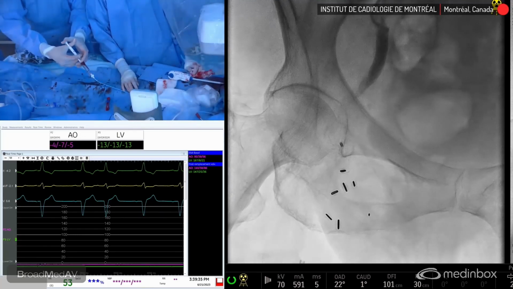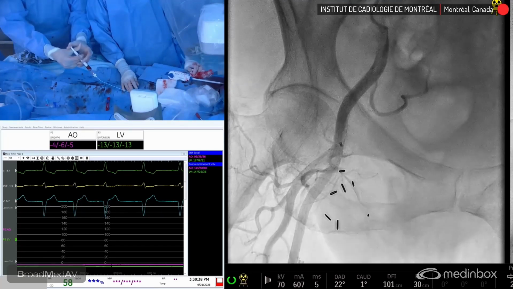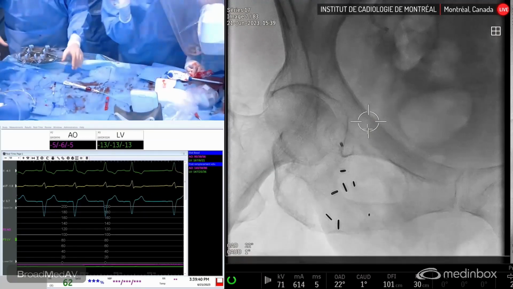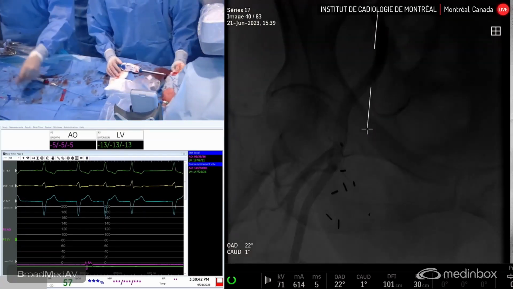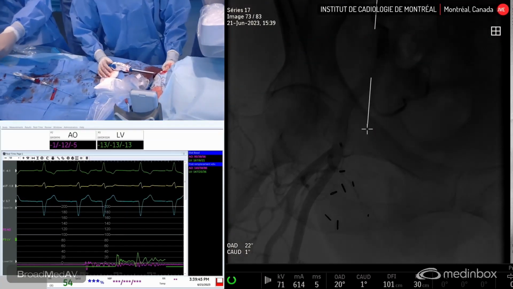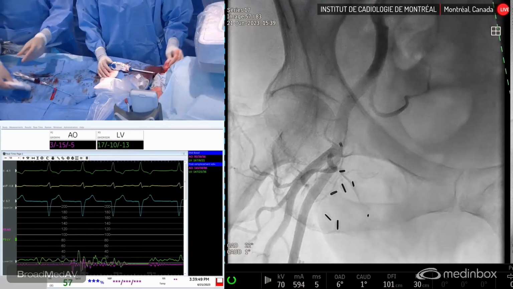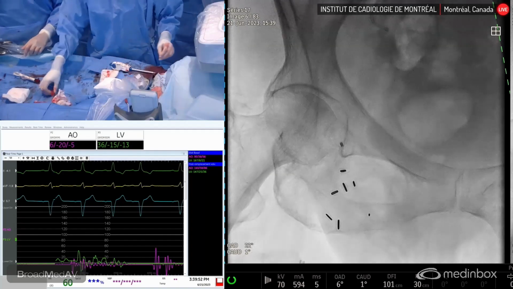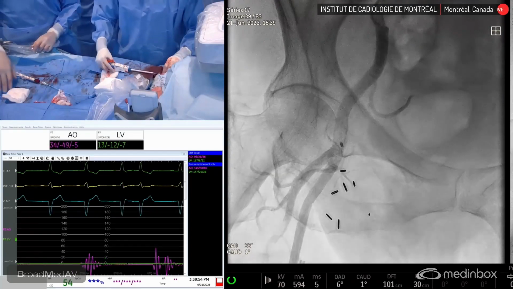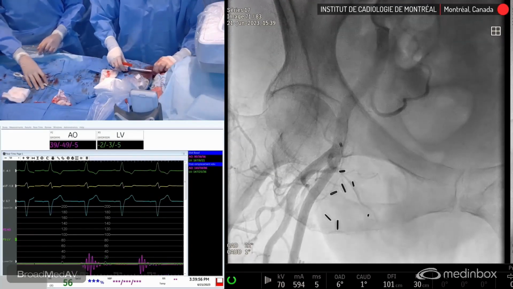Send it. Beautiful, perfect results. So you see the radiopaque marker of the MANTA device. You see very nicely, there's no bleeding, there's no oozing. Vascular access looks good. We did see the plug. It was difficult here, but we did see the plug on echo.